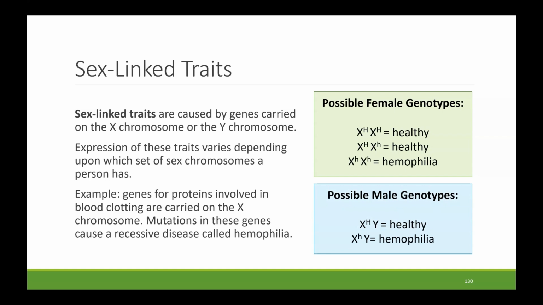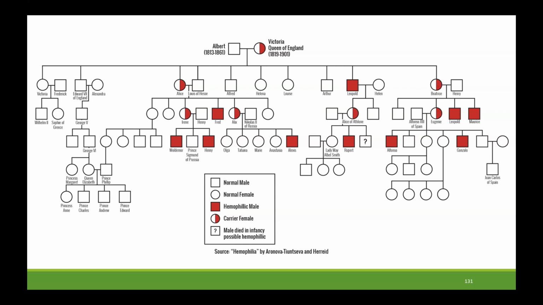A very visible place in history where this pattern has played out is in the lineages of some of the royal families of Europe.